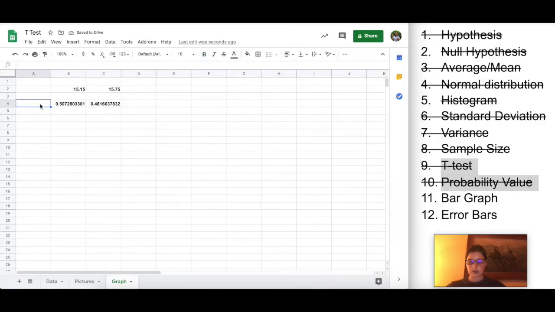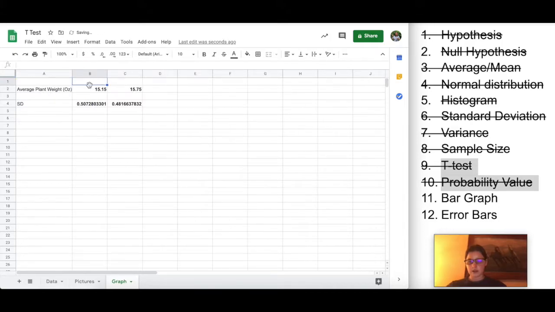So this is the standard deviation, and this is the average. Or I guess we could say the average plant weights in ounces. This was for the field with water, and this was for the field with soda.